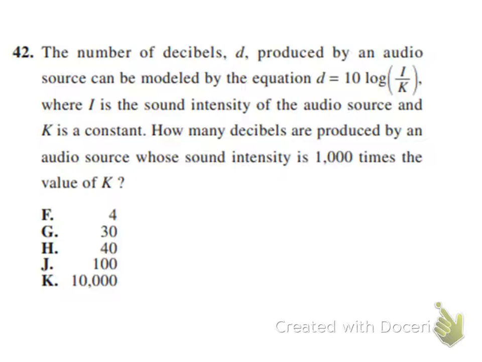The number of decibels, D, produced by an audio source can be modeled by the equation D equals 10 times the log of I over K, where I is the sound intensity of the audio source and K is a constant. And K is just a number. How many decibels are produced by an audio source whose intensity, that's I, equals 1,000 times K?